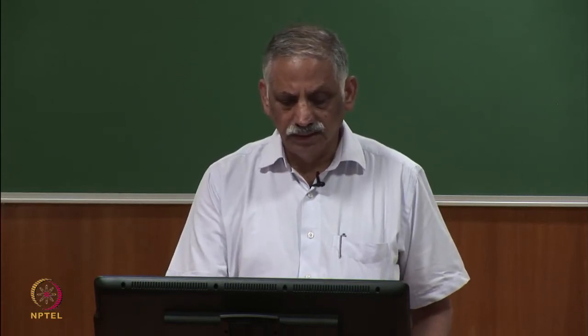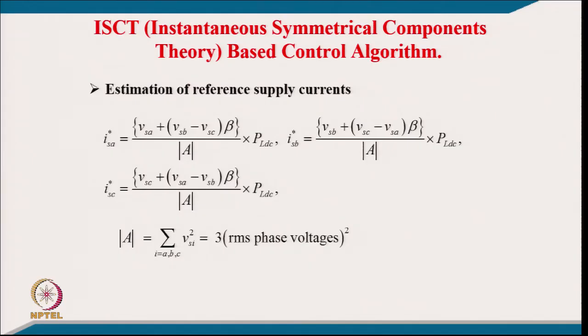And once we know this beta for voltage regulation, we can find out the three reference grid currents, ISA star, as already discussed in the block diagram: VSA plus (VSB minus VSC) into beta divided by A, into PLDC, and similarly for B phase and for C phase, where A is defined as VSA square plus VSB square plus VSC square. So, this gives us the three phase reference current, and comparing with the sensed grid current, we have indirect current control for this DSTATCOM.